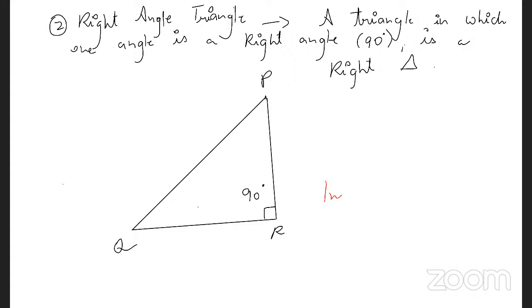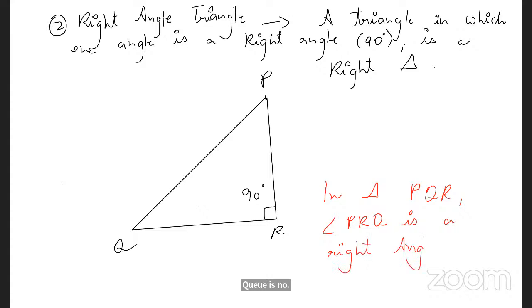In triangle PQR, angle PRQ is the right angle. And you can say PRQ is 90 degrees.